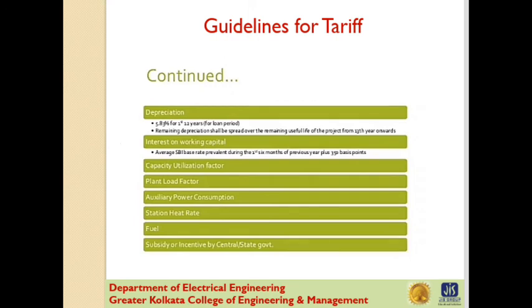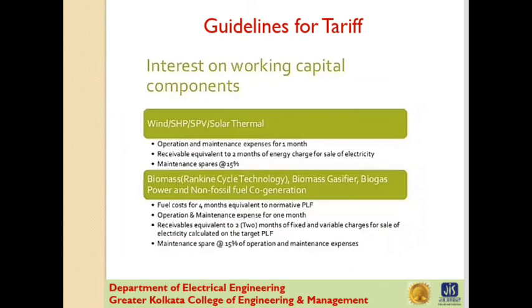Interest on working capital, average SBI base rate prevalent during first 6 months of previous year plus 350 basis points. Capacity utilization factor, plant load factor, auxiliary power consumption, station heat rate, fuel subsidy or incentive by central or state government. Interest on working capital components, wind or SHP or SPV or solar thermal: operation and maintenance expenses for 1 month, receivable equivalent to 2 months of energy charge for sale of electricity, maintenance spares at 15%.